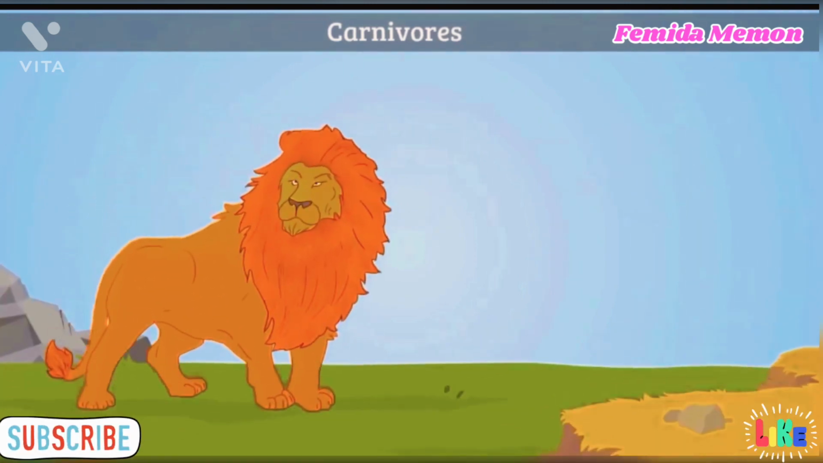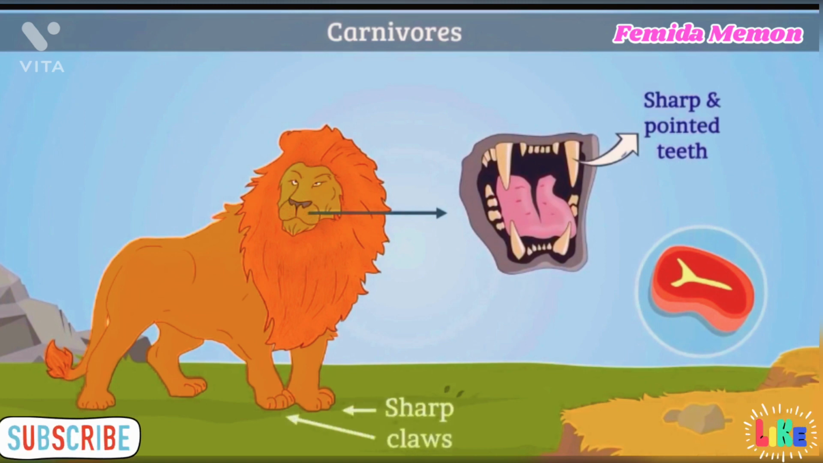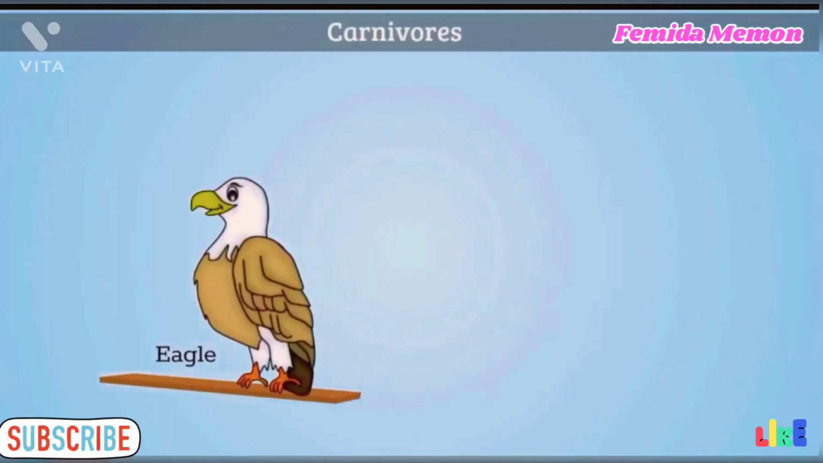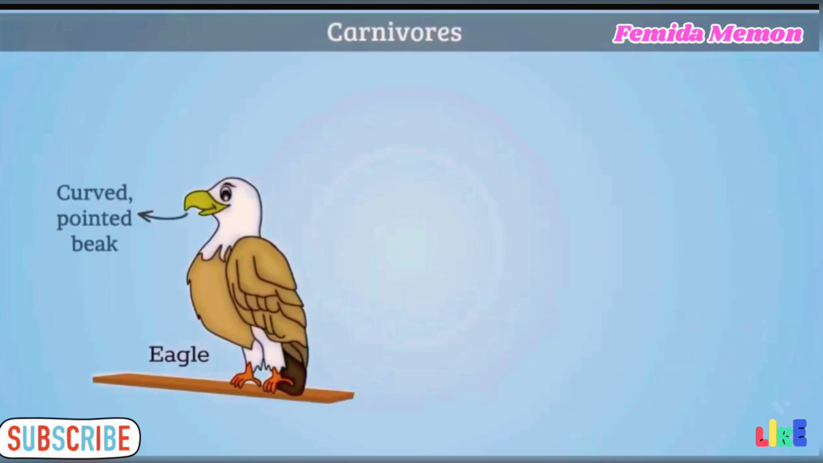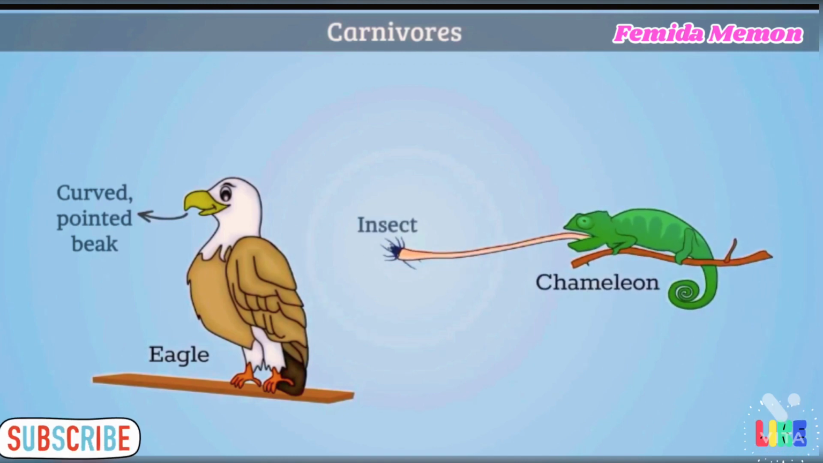For tearing the flesh, they have sharp and pointed teeth, sharp claws, and very strong jaws. They chew flesh with strong back teeth. Carnivore birds such as eagle have curved pointed beaks for tearing the flesh. Some animals such as chameleon catch insects with their long tongue.